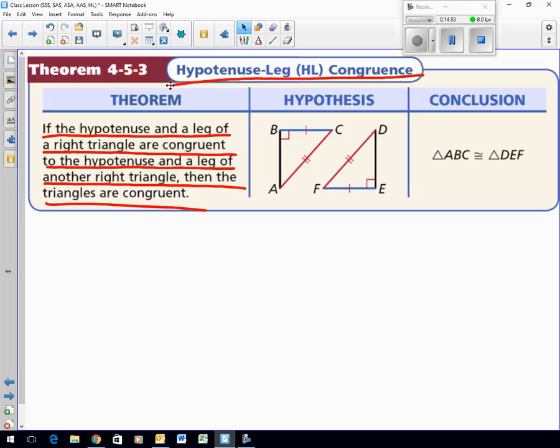Write this down. So, if I have a congruent hypotenuse and a congruent leg in two different triangles, I've got congruent triangles between the two triangles.